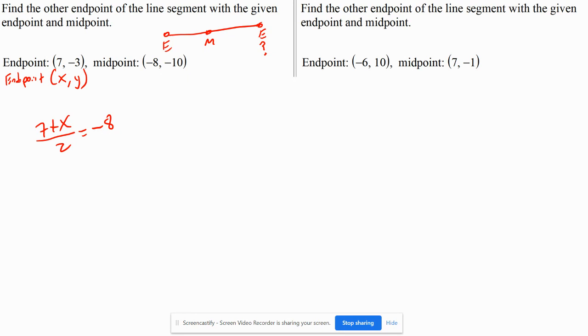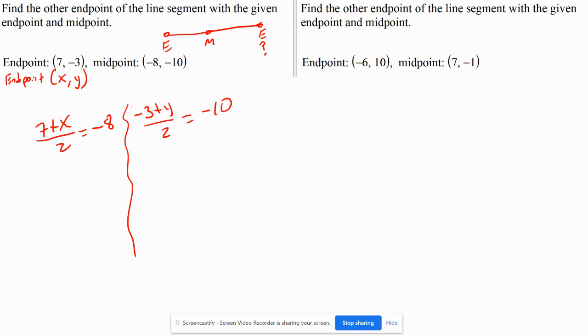I have to solve for an x and a y. So I'm going to follow that step to solve for x. Now, what about y? I know for the y value, because remember I'm solving for x and y, I'm going to add the two y values of my endpoints: -3 plus y divided by 2. And in this case, that is equal to -10. It is equal to the y value of the midpoint.